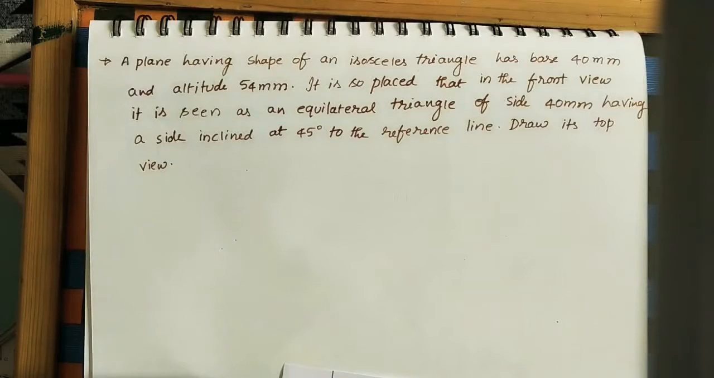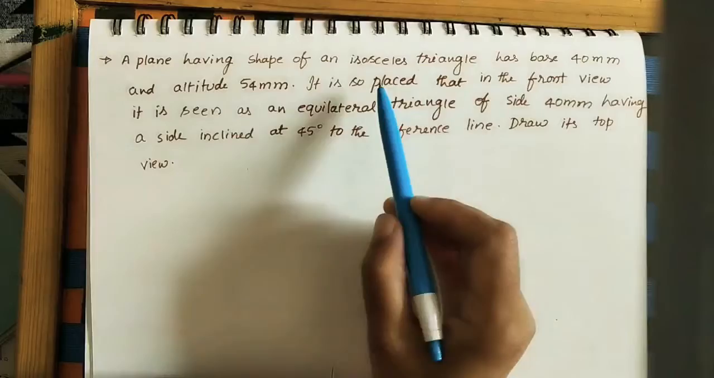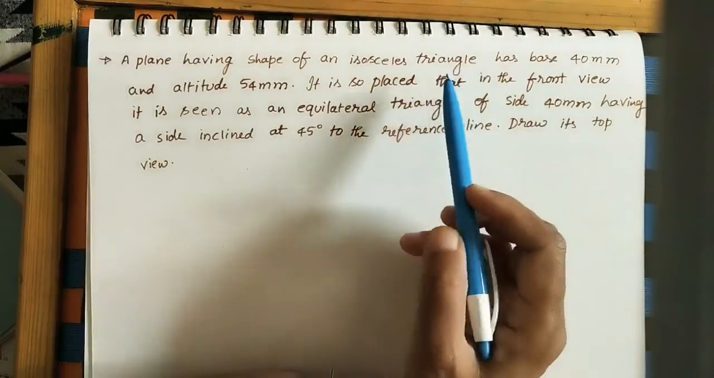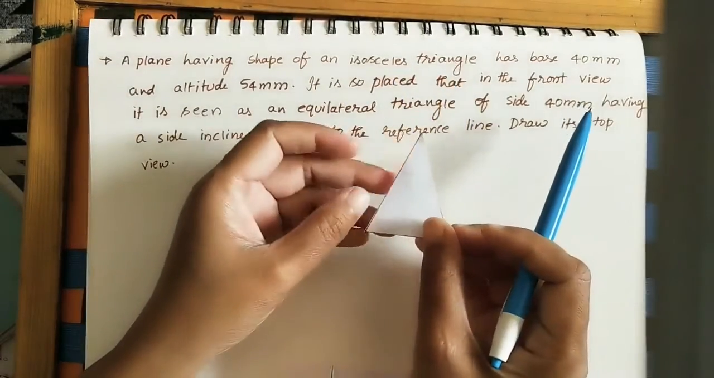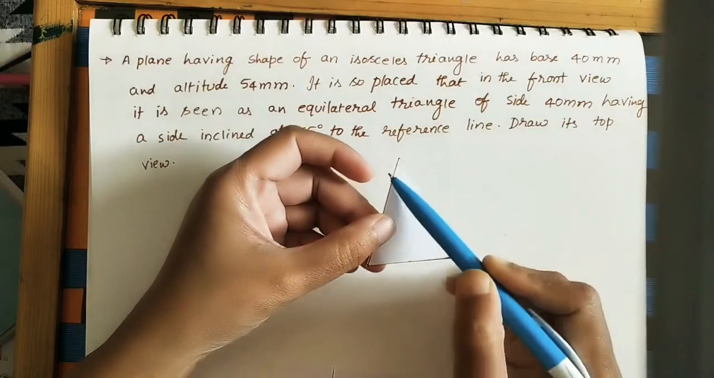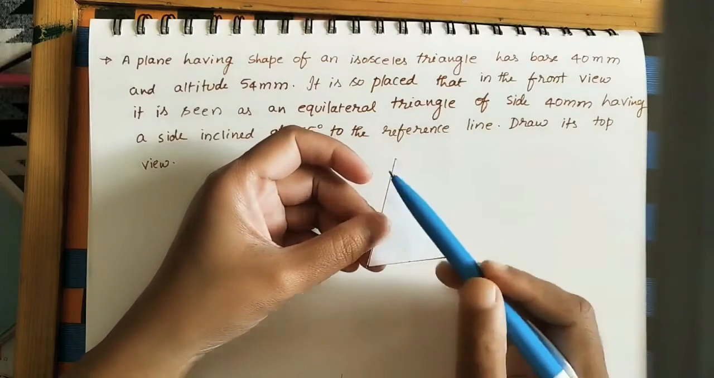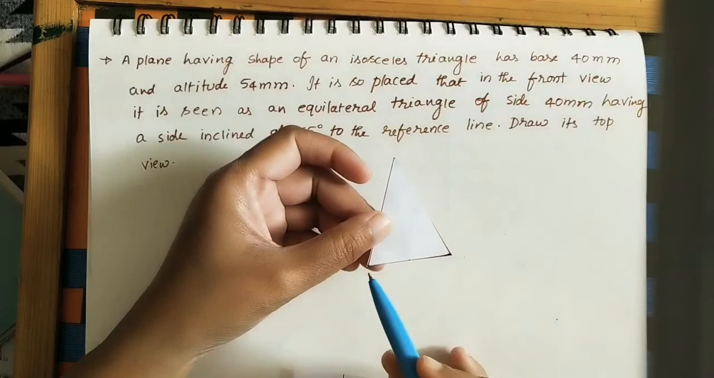In today's class, let us discuss how to do the projections of a given plane, that is an isosceles triangle. Here, isosceles triangle means, I am taking this isosceles triangle. It has two sides of equal length. This length and this length have the same value compared to the third side.